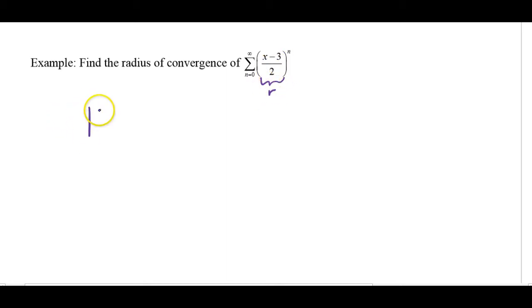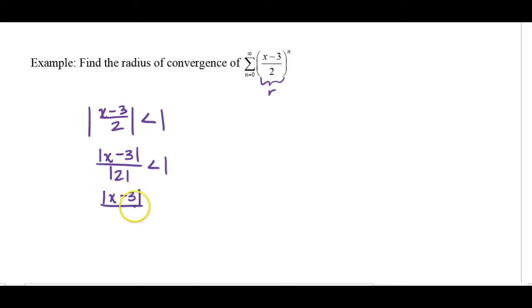So I'm going to take the absolute value of (x minus 3 over 2) and solve for what x values allow this quantity to be less than 1. Properties of absolute values tell me I can take the absolute value of the top over the absolute value of the bottom. The absolute value of 2 is 2, so this is really the absolute value of x minus 3, over 2. That has to be less than 1. Now let's multiply both sides by 2. These cancel, and the absolute value of x minus 3 has to be less than 2.